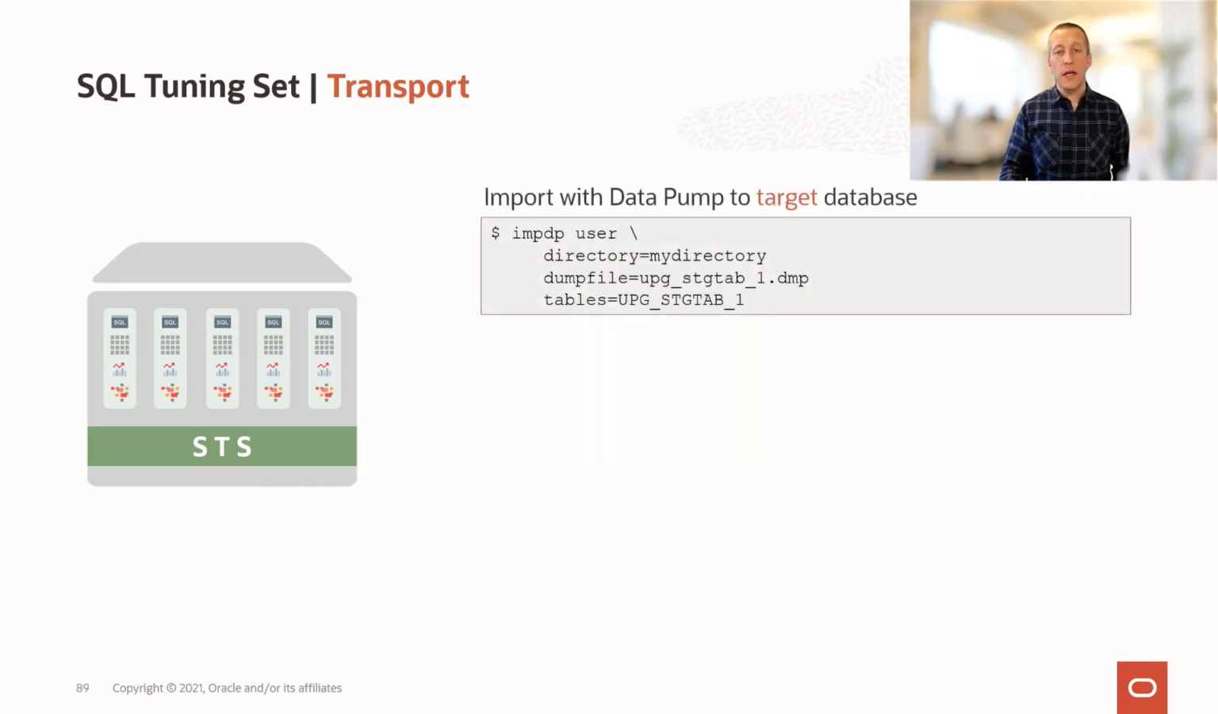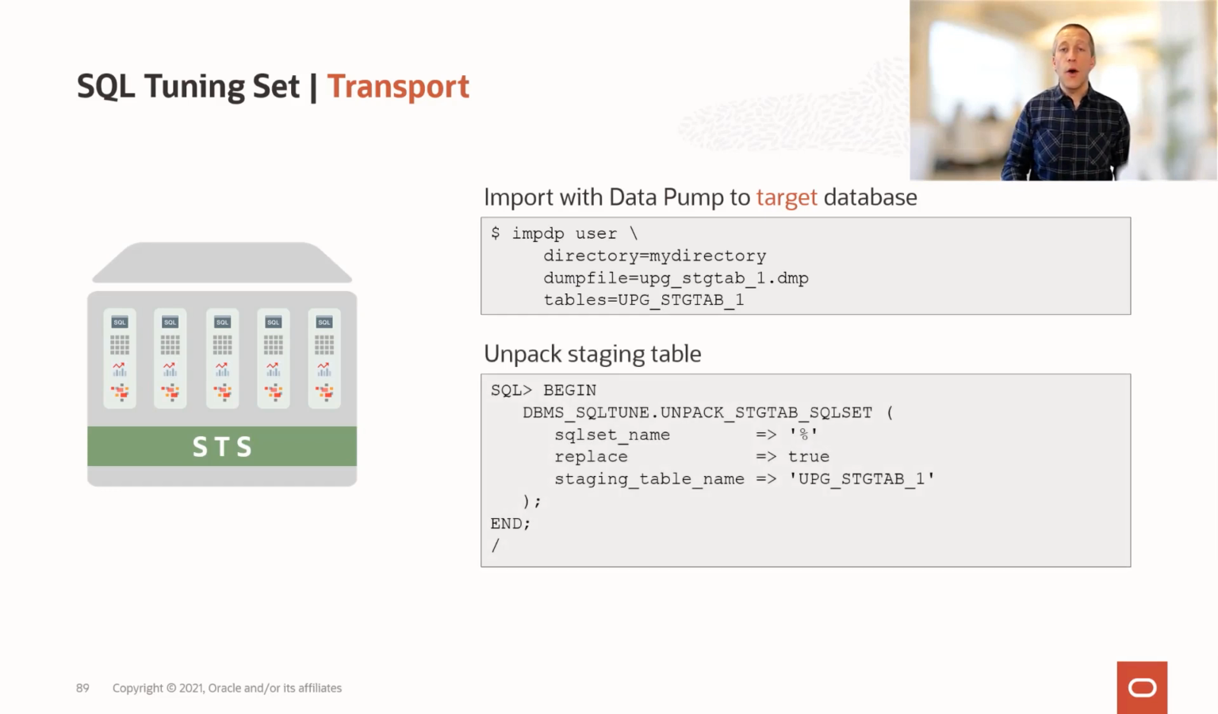Then on your target database, again, you use data pump to import the table, and then you unpack the transportable format into the data dictionary format. And now your SQL tuning set is in another database. Now you have access to those statements and those good execution plans in your new database.